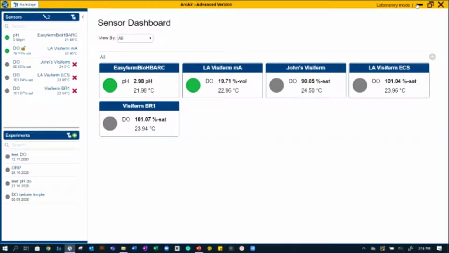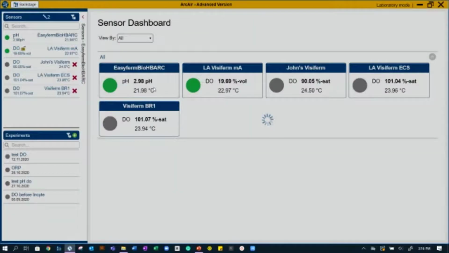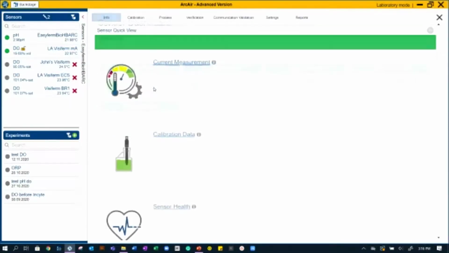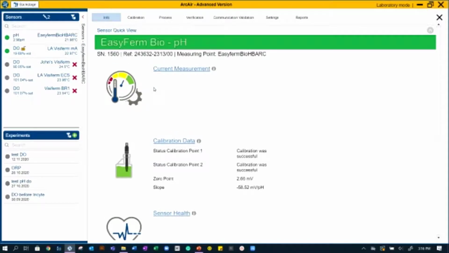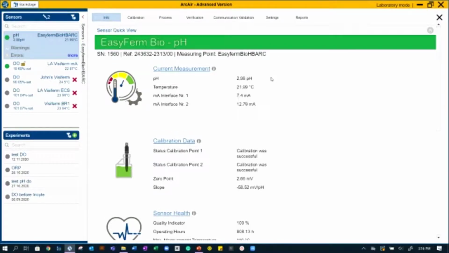I happen to be using the Hamilton Arc Air software, and I can see that my probe is measuring 2.98 pH, and the temperature of my solution is 21.99 degrees Celsius. I can actually see all sorts of information about this probe in the software. This is one of our intelligent probes. I told you it gives you a lot of information.